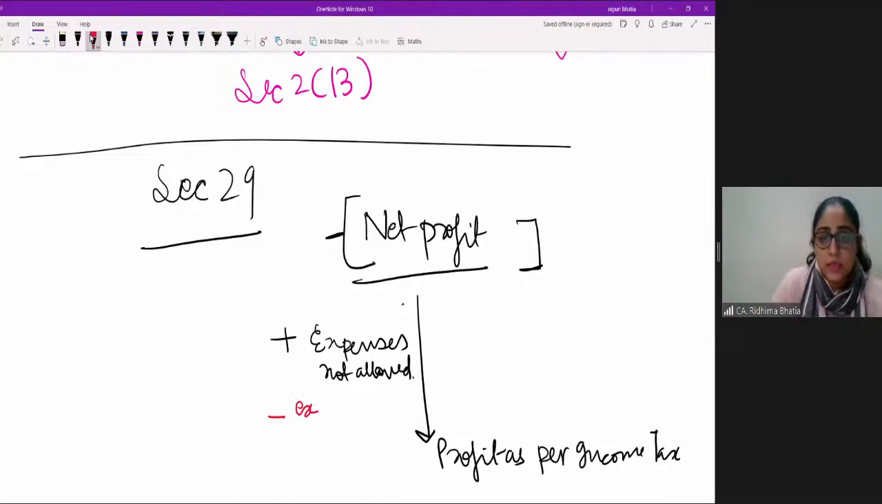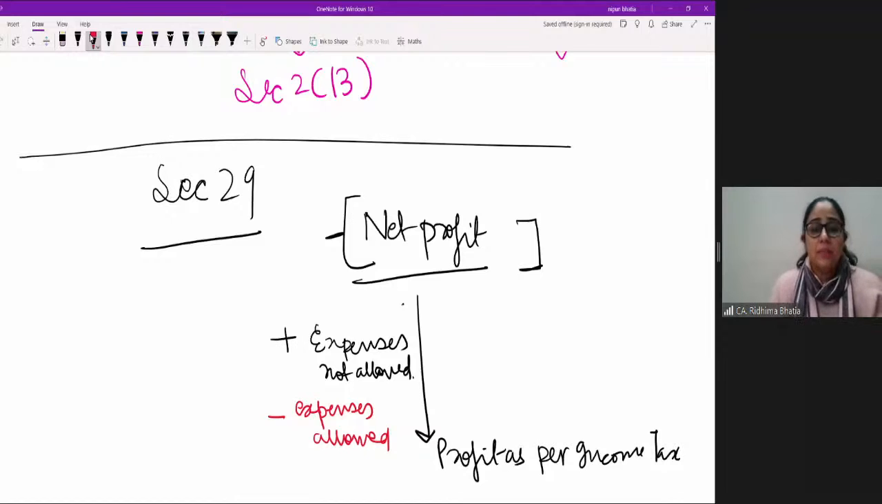So net profit minus expenses which are allowed. Similarly, the same thing goes for income. Now in this net profit, if I've included any income which is not taxable under this head, meaning thereby, students, I see people do not add back dividends. Dividends are not taxable under this head. They go into other sources or interest as a matter of fact.